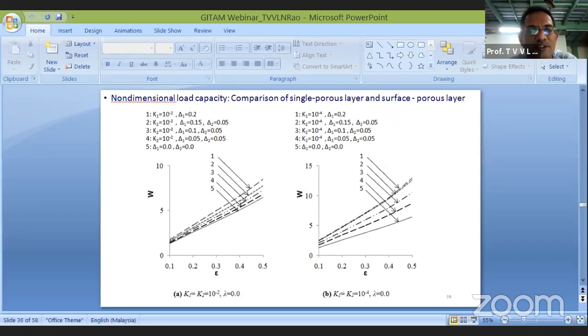And then, of course, this is a slide that I wanted to highlight. Even by having just 20% or 10% of the top layer permeable, with the rest being a solid surface layer, that itself may bring in a huge difference, in fact almost of the same order as compared to the completely porous or double porous layer configuration.